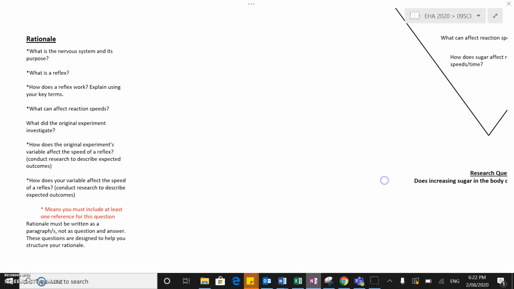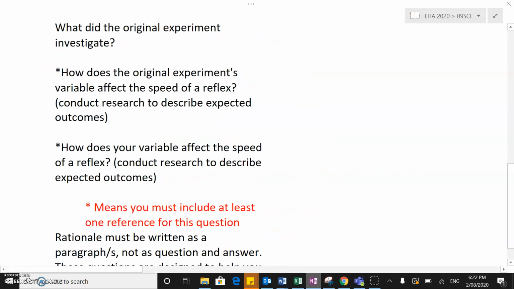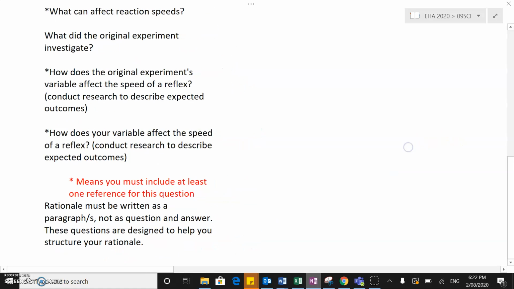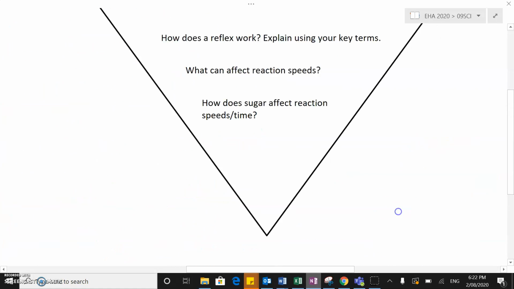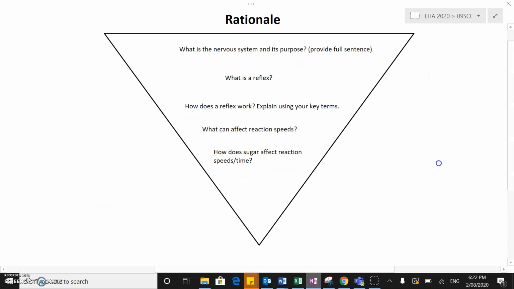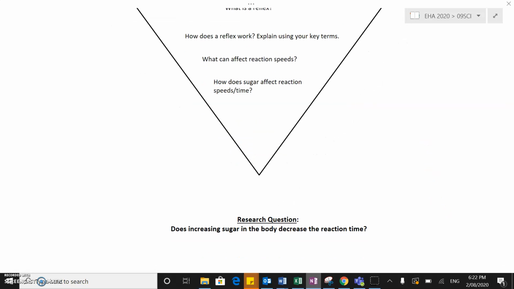You also will be provided with these questions in your OneNote today. How does your variable affect the speed of a reflex? That's what we're discussing. I think that's pretty much it. If you answer those questions really nicely and really well for your rationale, you'll actually lead really nicely into the presentation of your research question.